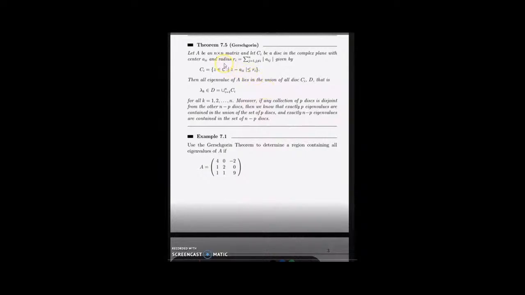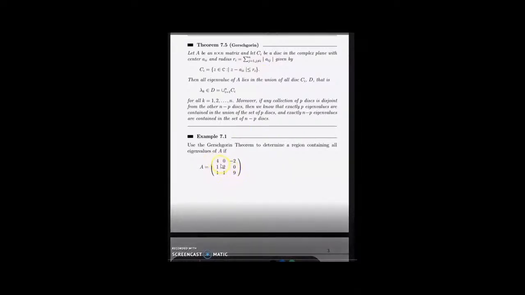C is a circle where the absolute value of z minus a_ii is less than or equal to r_i. R_i is the summation of the absolute values of a_ij where i is not equal to j. You have to know A11, A22, A33. This is considered the center of the circle, and then the radius.